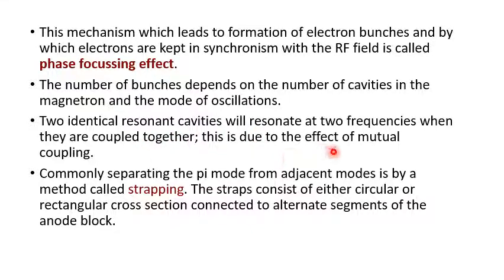This is due to the effect of mutual coupling. So in order to separate the pi mode from the adjacent modes, a method called strapping is used. In strapping, you place small pieces of circular or rectangular cross section which are used to connect the alternate segments of the anode block.